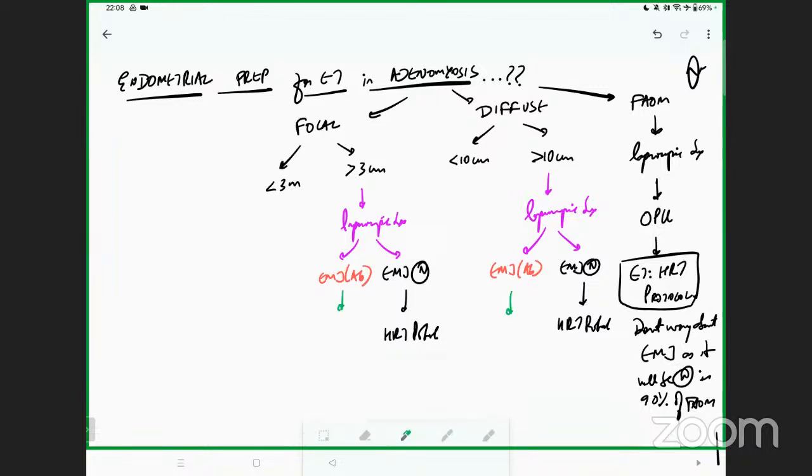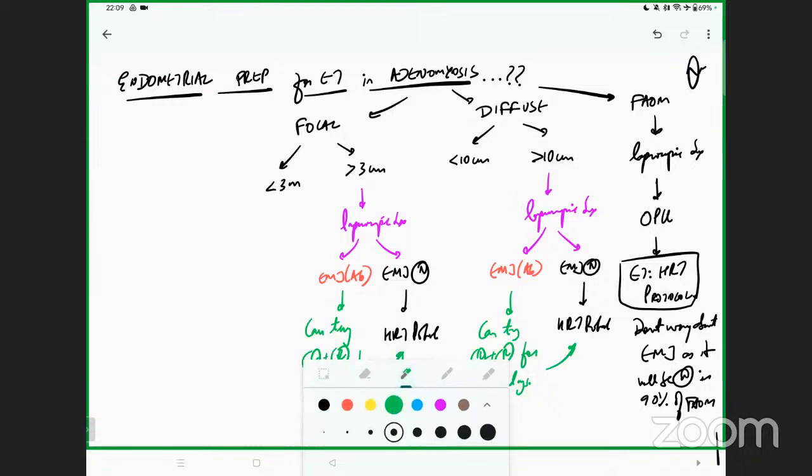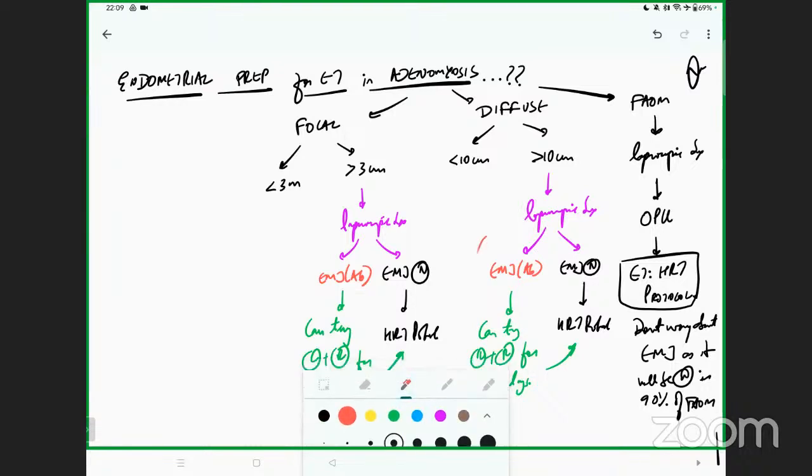In both these situations, can try letrozole plus regestrone for 100 days. This is after OPU. And then take for standard HRT protocol. But remember, when the endometrial myometrial junction is abnormal, the success rates are going to be less than 20%.